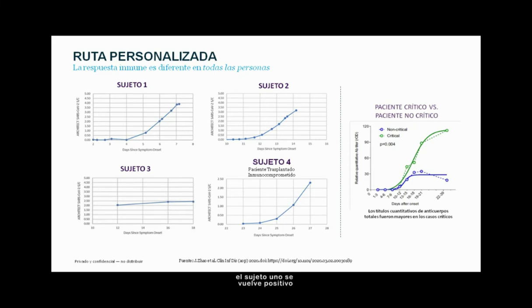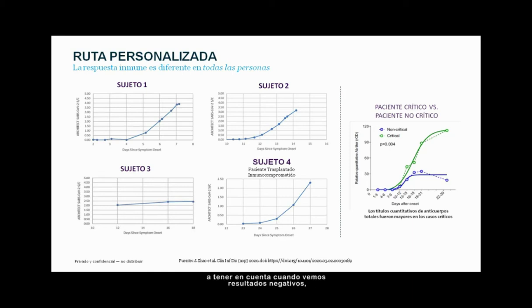Subject 1 becomes positive after several days of symptoms. Subject 2 would become positive after almost 13, 14 days. It takes that person that long to become positive. Subject 3 was positive right from the initial time point at day 12. But in subject 4, an immune-compromised patient, a transplant patient, they did mount an immune response, but it was later.